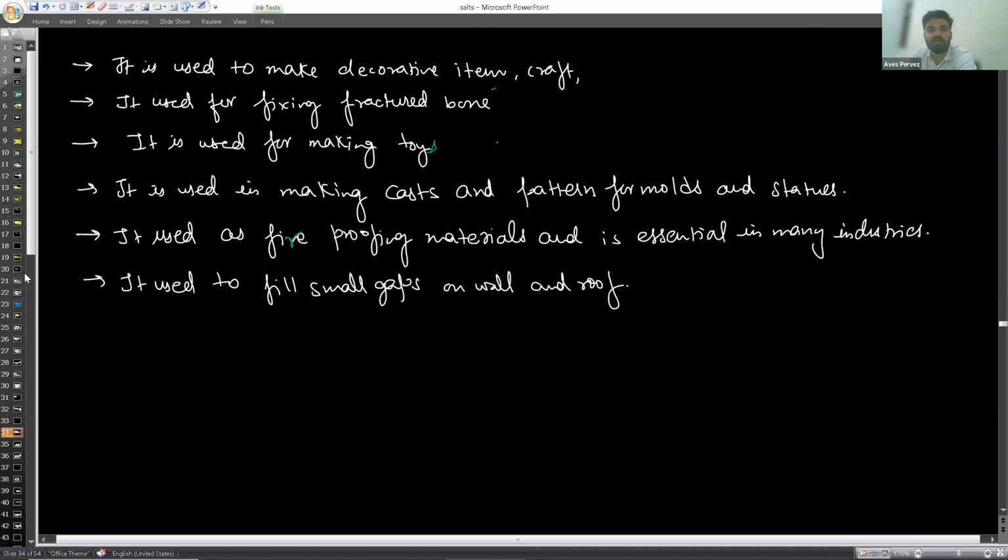What are the uses of POP? Write down and memorize the uses. It is used in making decorative items and craft. It is used for fixing fractured bones. It is used for making toys. It is used for making craft and patterns for boards and structures. It is used as a fireproofing material and is essential for industries. It is used to fix small gaps in walls and roofs. Memorize it fast.